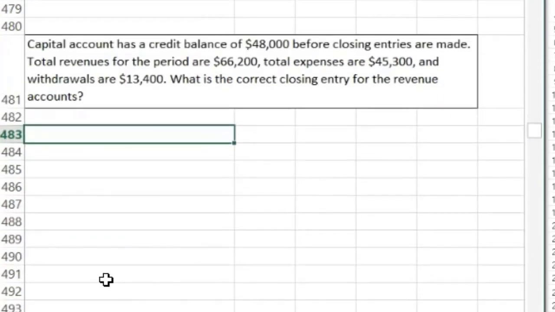Next one, capital account has a credit balance of 48,000 before closing entries are made. Total revenue are 66,200, expenses are 45,300, and withdrawals are 13,400. What is the correct closing entry for revenue accounts? So this is a bit of a tricky one because they're only asking for one journal entry out of the four in the closing process.